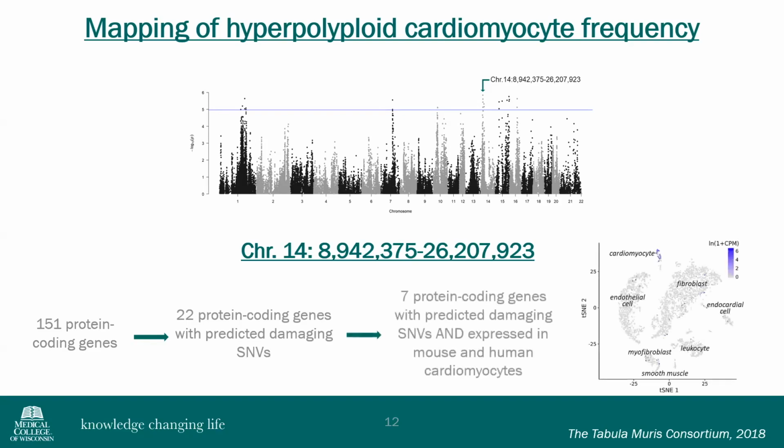And when we look at cardiomyocytes specifically, 7 of these are found to be expressed in the mouse and human cardiomyocytes. One in particular that I want to highlight here is SHRM3. Its role in the body is to help regulate cell shape. And when we look at the expression in the heart using Tabula Muris, it is fairly restricted to cardiomyocytes. So that definitely piqued our interest.